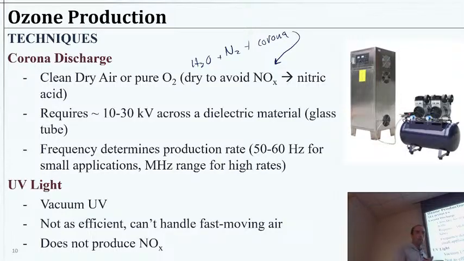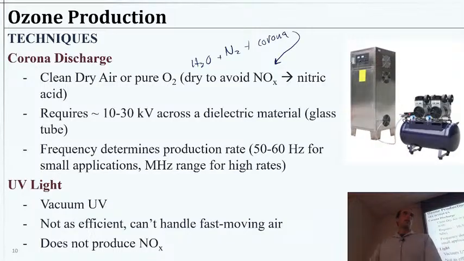So you put that across a dielectric material like a glass tube and expose that to your air. And then the frequency with which your electricity is pulsing, which is usually 50 to 60 hertz for small applications, is going to determine how much production we get. In some cases, if we need lots of production, we can even go up to megahertz ranges.